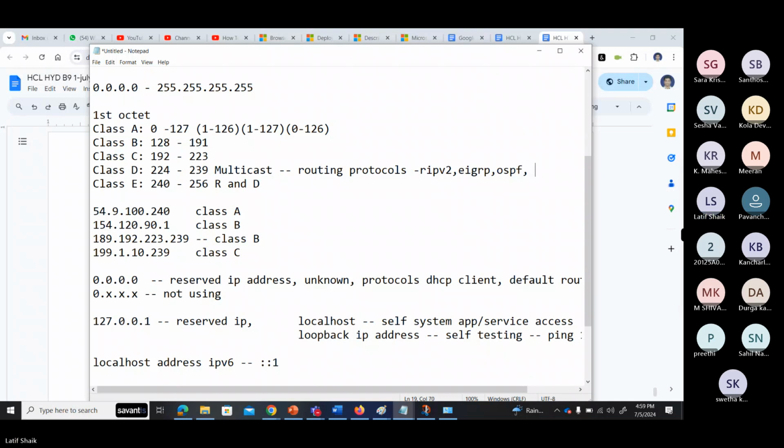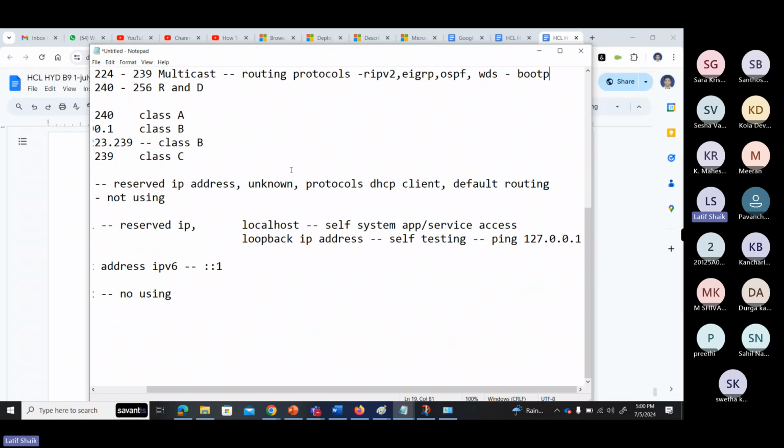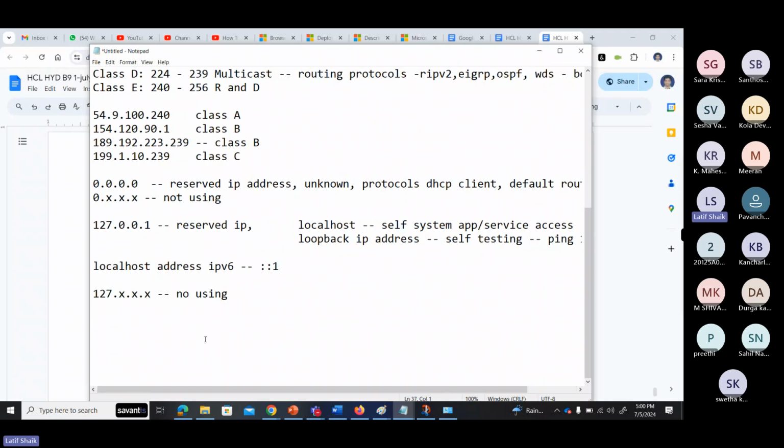The next one is Windows Deployment Services. They use something like TFTP, what we can say, BOOTP protocols. This uses multicast addressing to deploy an operating system onto multiple systems. Okay, multicasting we also don't use. What are we using?